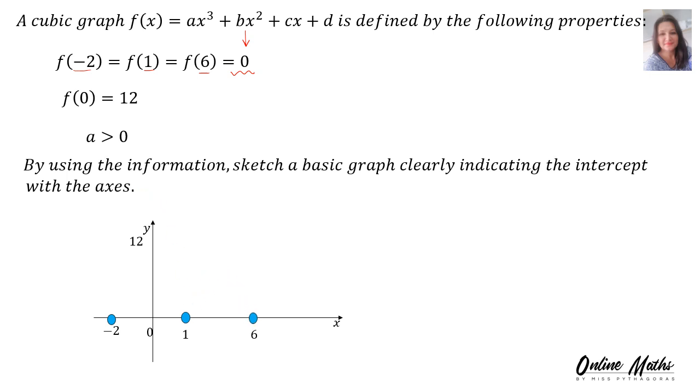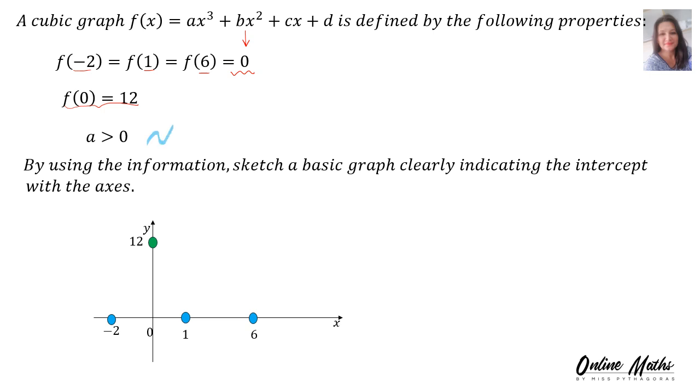This notation, f of 0 is equal to 12. That means the x is 0 and the y is 12. In other words, y-intercept make x 0. So that point there translates to the y-intercept. And then the last bit of information that they give you there is that a is greater than 0. So a is positive. So now you must understand that this is the shape of the graph.